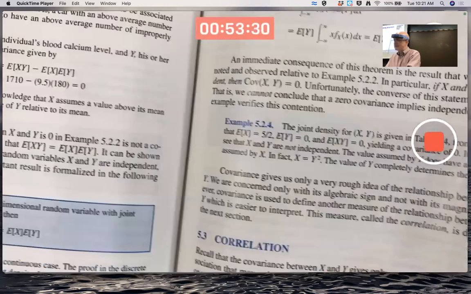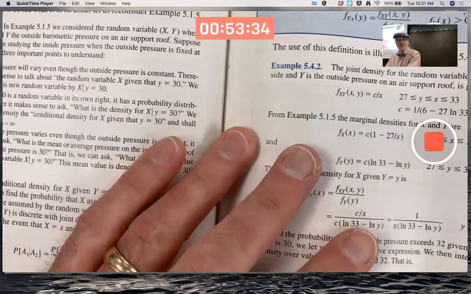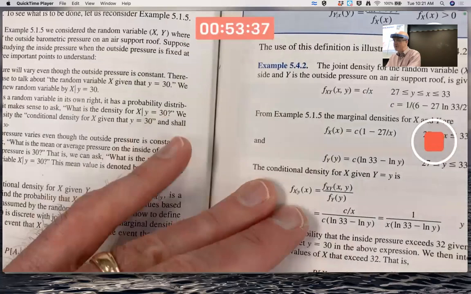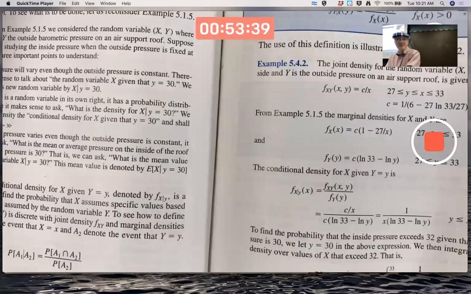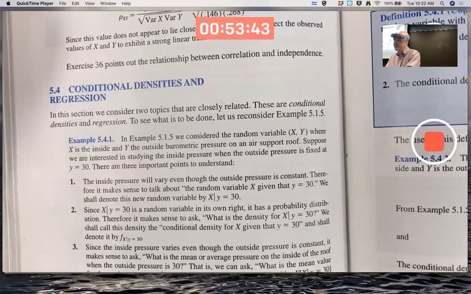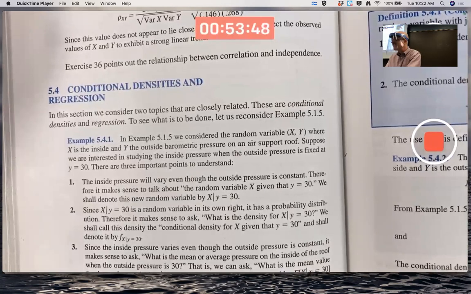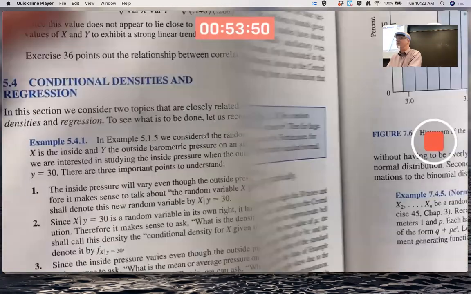Probably won't emphasize some other stuff that we did in problem stats so much, at least not in the in-class portion. Conditional densities and the curve of regression, though that is relevant for regression later. Probably won't emphasize it though.